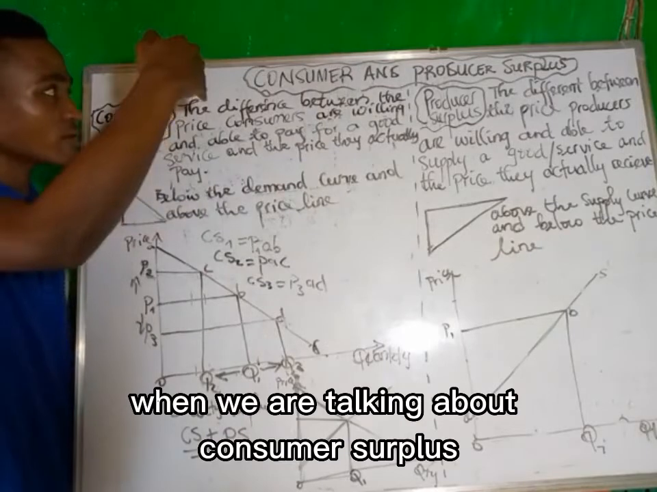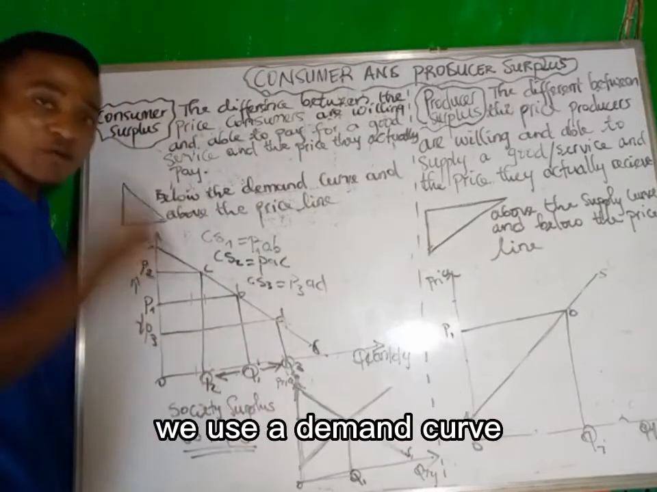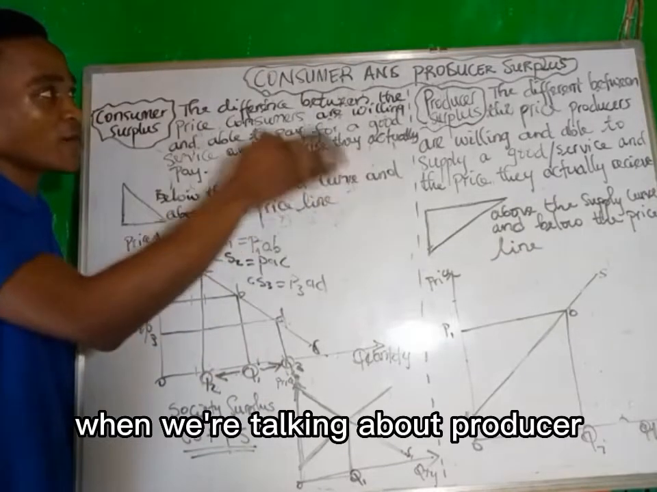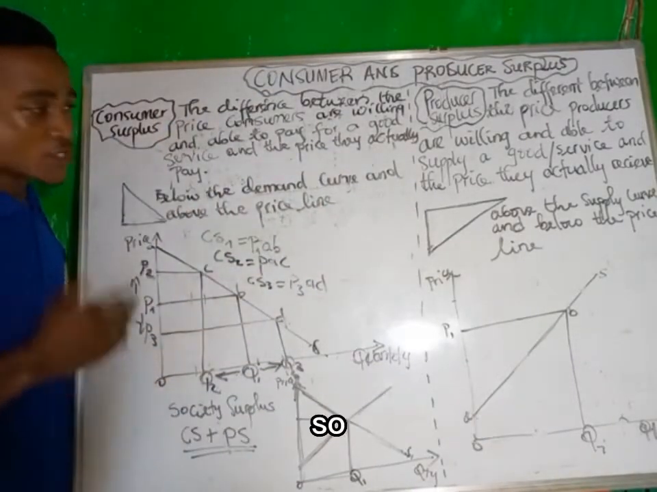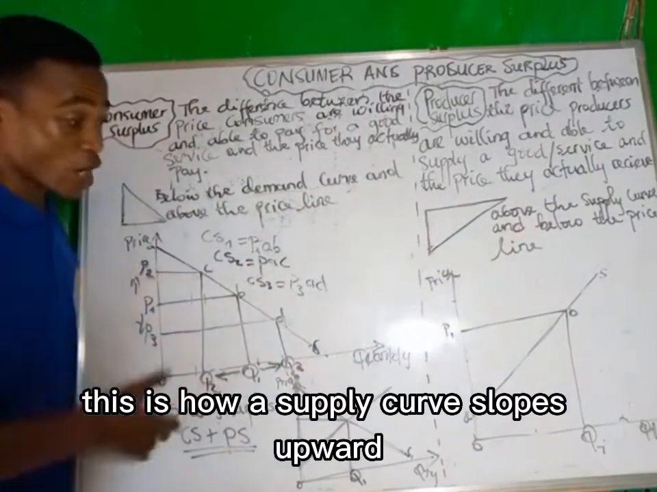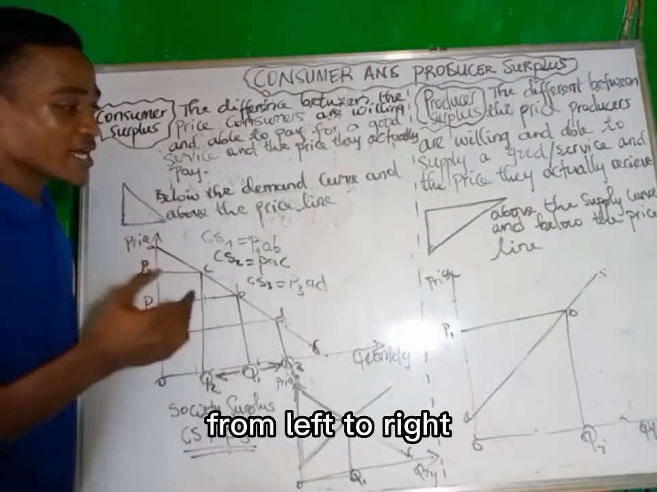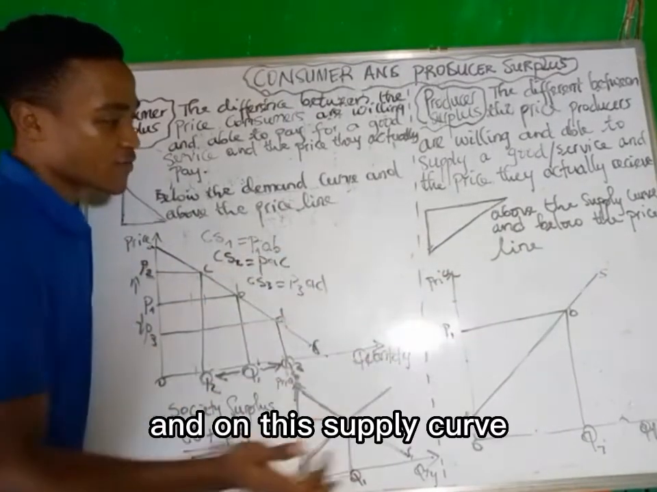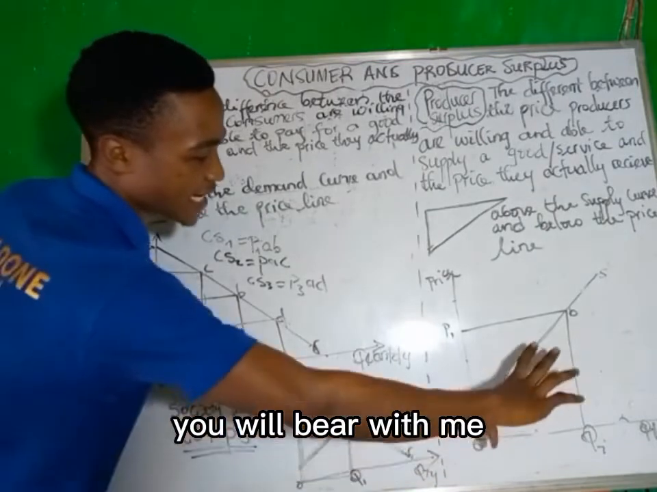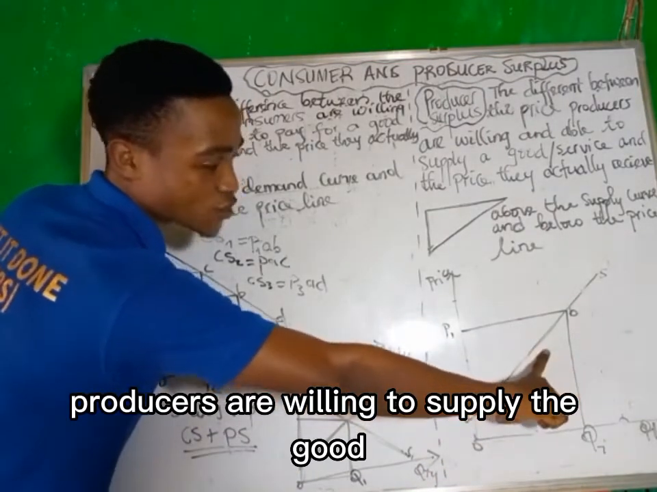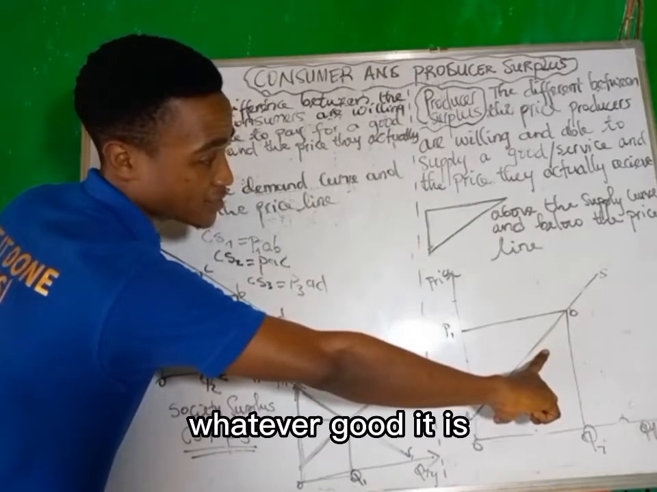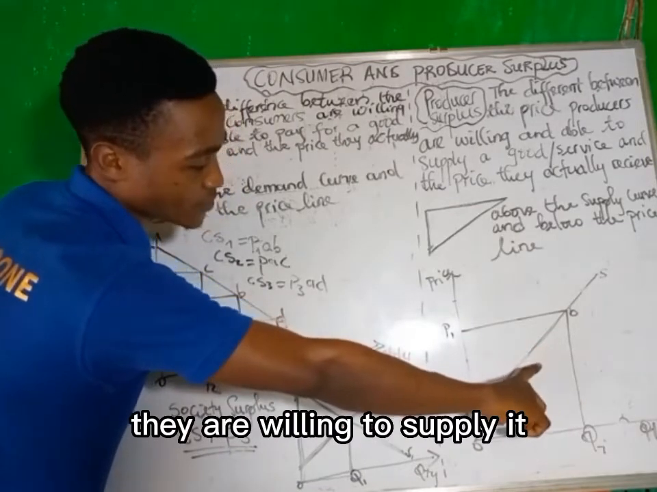So when we are talking about consumer surplus, we use a demand curve. When we are talking about producer surplus, we use a supply curve. So this is how a supply curve slopes upward from left to right. And on this supply curve, bear with me that below this price P1, producers are willing to supply their good, whatever good it is. They are willing to supply it.